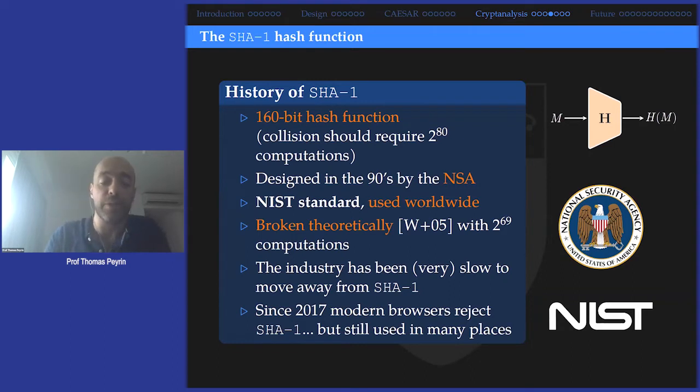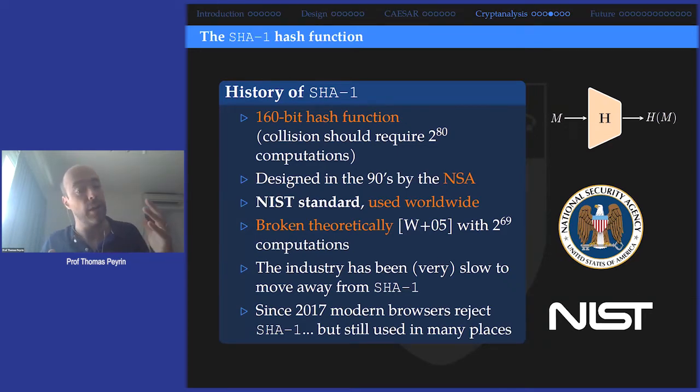This was very useful because the industry, all the companies using SHA-1, have been very slow at moving away from it. Normally, if you are an industry player using some cryptographic algorithm and one of them gets broken, you have to quickly move away from it because your users might be at risk. So you have to remove this function. But the problem is that it costs a lot of money, a lot of time, a lot of effort. It's an extremely painful process to remove a cryptographic function from some products.